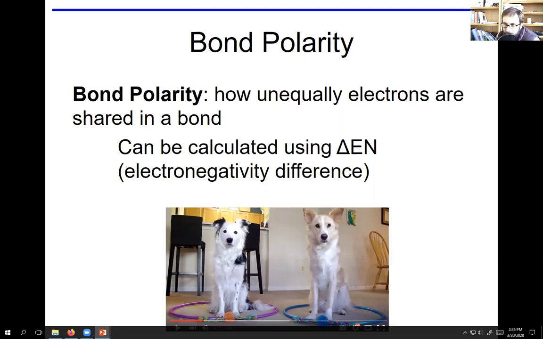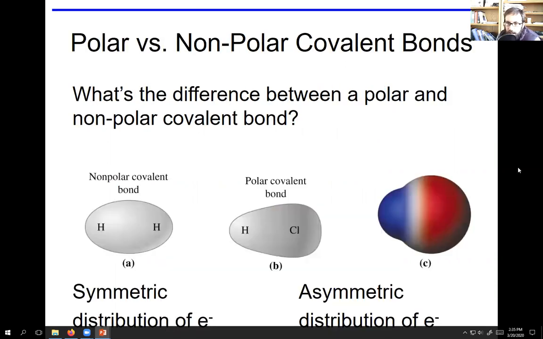Bond polarity is basically a measure of how unequally electrons are shared in a bond. So it's a measure of who's winning the tug of war. And it's very easy to calculate. All you do is you calculate the difference in electronegativity. So the delta electronegativity is shown here. And so you can have polar covalent bonds and non-polar covalent bonds.